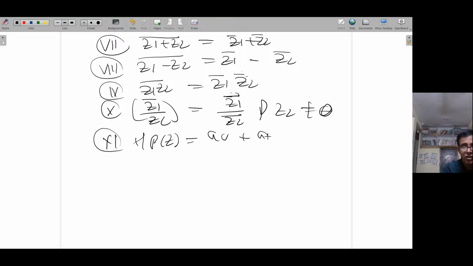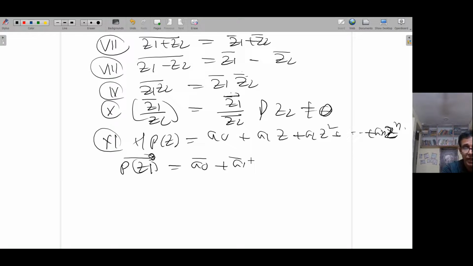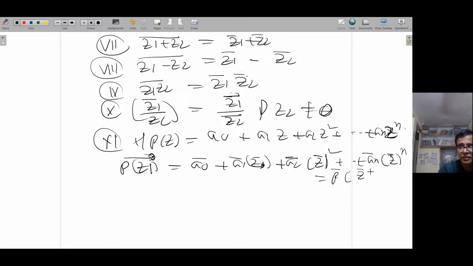P of z is a0 plus a1 z plus a2 z square and so on, up to a n z to the power n. Then P of z conjugate is a0 conjugate plus a1 conjugate z conjugate plus a2 conjugate z conjugate square and so on, up to a n conjugate z conjugate to the power n, which is the conjugate of P of z.